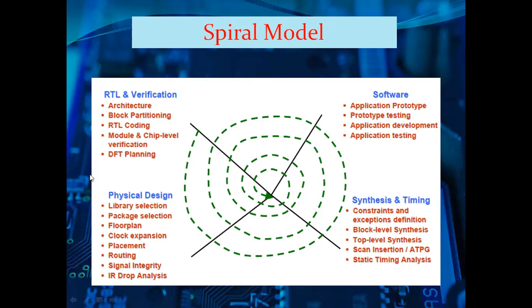The first is the hardware phase, which is RTL and verification, where the RTL of the module, after partitioning is identified, is verified. Then the output of this moves to the physical design phase, followed by synthesis and timing, then the software. At each stage, we are interfacing one module or one part of the design which has been completed, and we interface at all four levels and then move to the next stage.